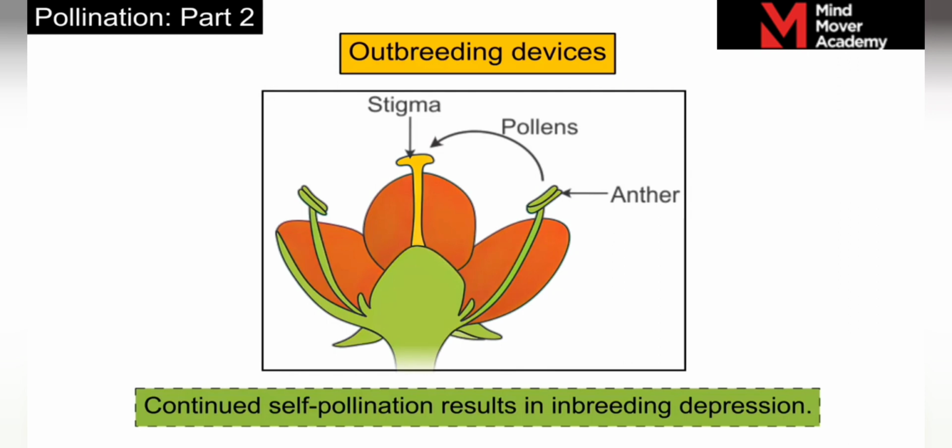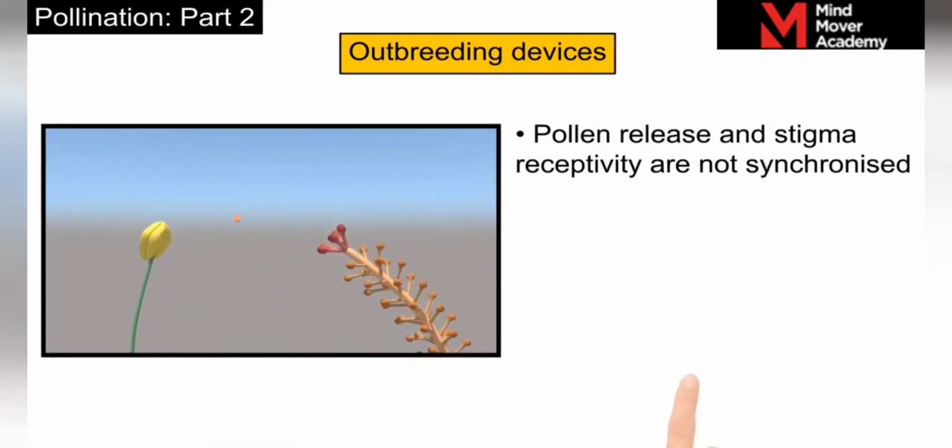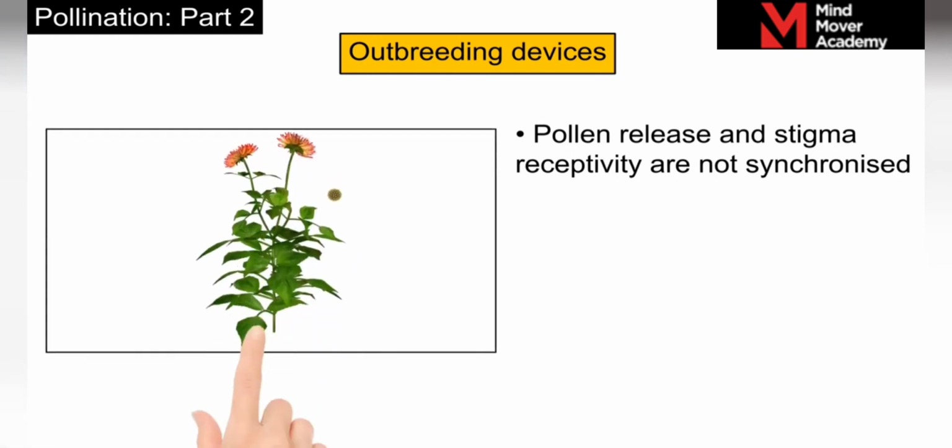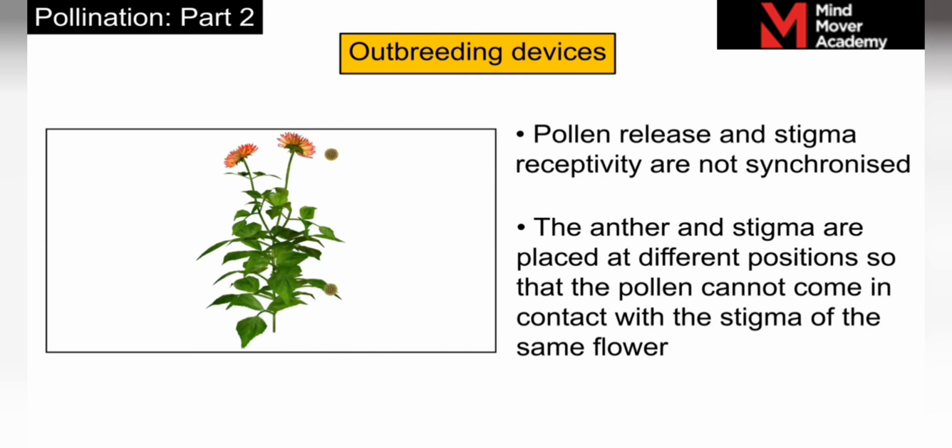Some outbreeding devices are: number 1, pollen release and stigma receptivity are not synchronized. Either the pollen is released before the stigma becomes receptive, or stigma becomes receptive much before the release of the pollen. Number 2, the anther and stigma are placed at different positions so that the pollen cannot come in contact with the stigma of the same flower. Both these devices prevent autogamy.